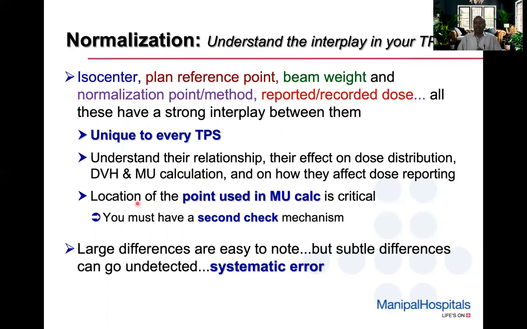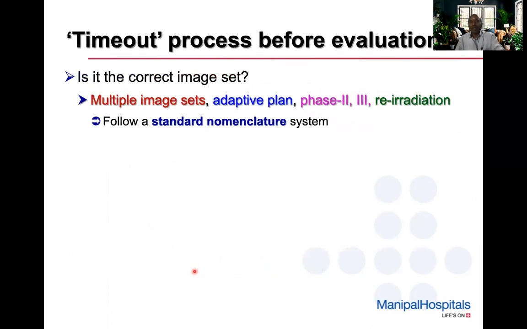And also have a look at the location of the point used in the MU calculation. That is very critical, because you have to do a second check mechanism, and that point should be at the correct location. The issue here is that if there are large differences, they will reflect as very large MUs or very few MUs. So they are easy to note, but subtle differences can go undetected patient after patient, resulting in a systematic error, which is a very serious thing.